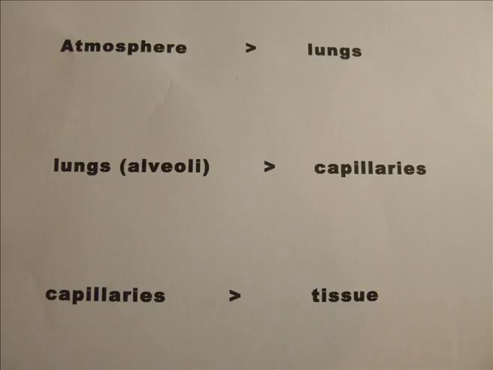The 3-step process of respiration is pulmonary ventilation between the atmosphere and the lungs, external respiration between the lungs and the capillaries, and internal respiration between the capillaries and the tissue.